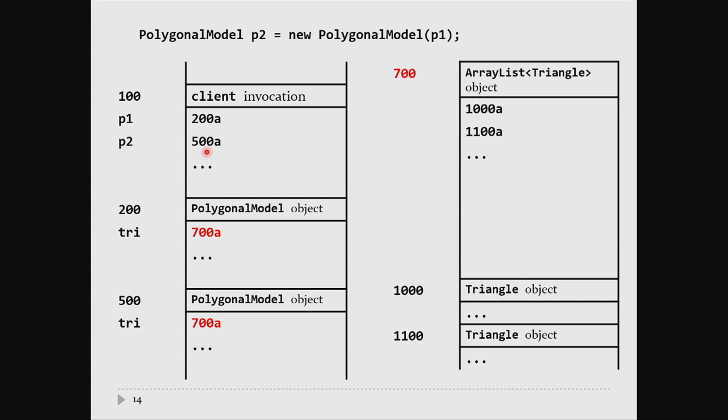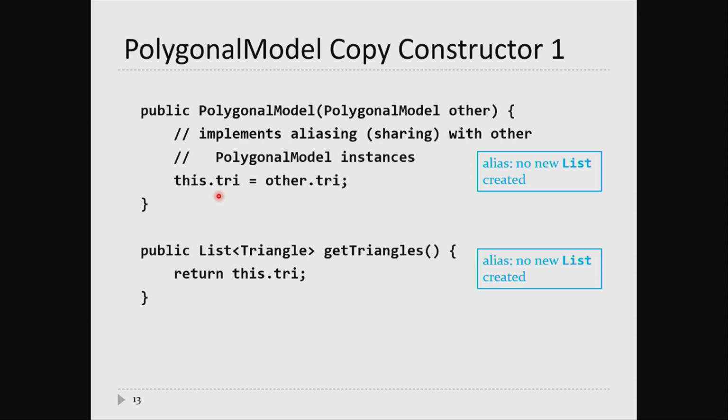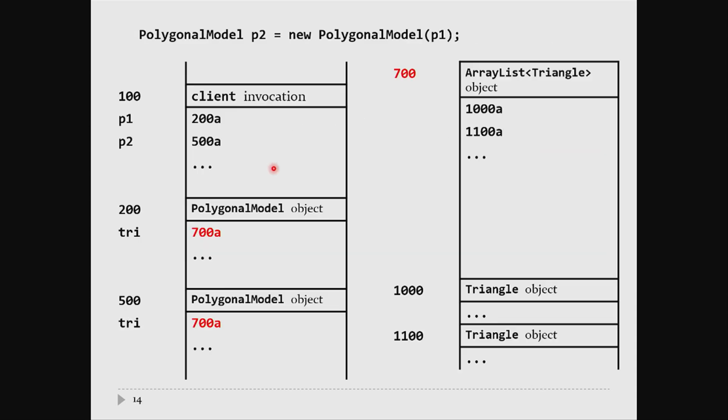And that object lives at address 500. So down here we go. So what does the copy constructor do? The copy constructor writes this.tri equals other.tri. So this.tri, right there, equals other.tri, which is right here. In other words, the value that you store here is the same as the value that you store here. Because these are references to objects, all you're storing are the addresses of those objects.